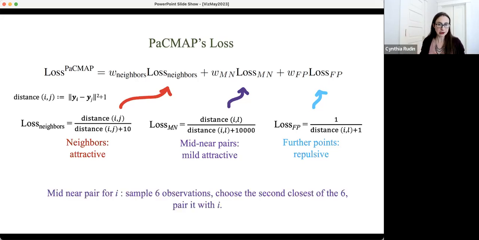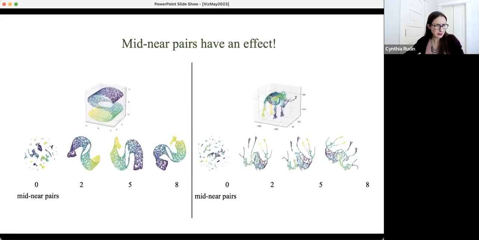So the mid-near pair for sample I, to get that, you sample 6 observations from the data, and you choose the second closest of the 6, and that's your mid-near pair. Then you pair that with I, and you gently pull it in. And so this allows you to really get global structure preserved. And it really does matter.